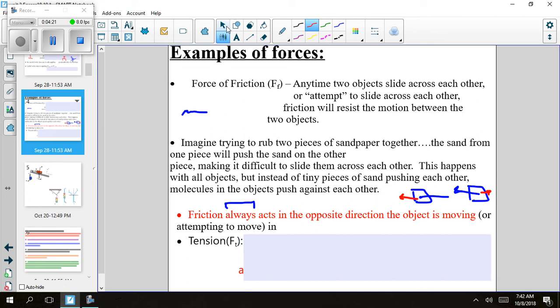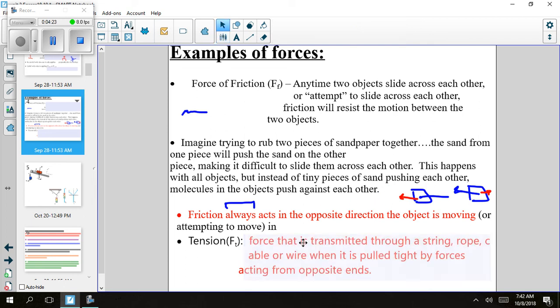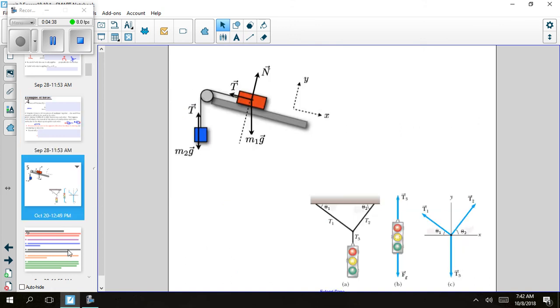And the other one is tension. So tension is a force that is applied to anything like a string, a rope, cable, wire. It's whenever forces are acting opposite of one another and cause a stretch. And here are some examples right here. Pulley system. Notice there's tension here and tension there.